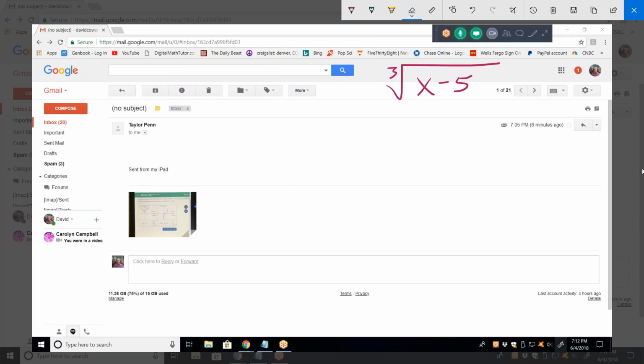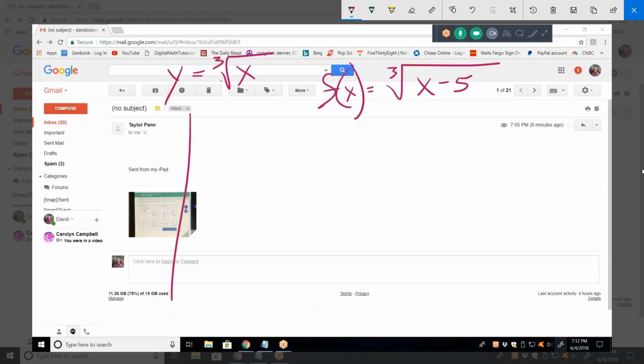What's the question? The domain? It's just asking me to graph it. Oh, so it's saying plot 1 point that makes the cube root of x minus 5 equals 0, and then plot 2 points to the left and 2 points to the right. It's the parent function here. The parent function will be cube root of x. Yeah, I remember that now.